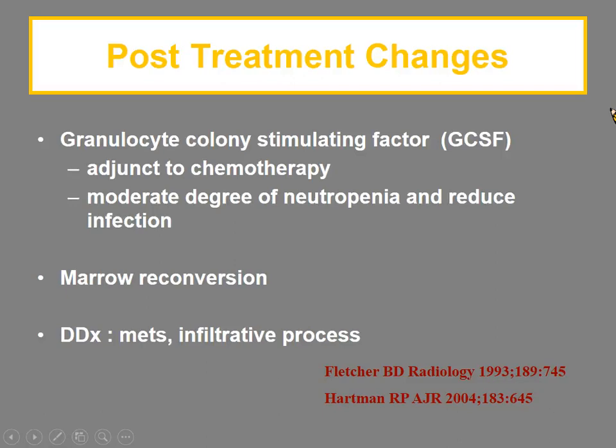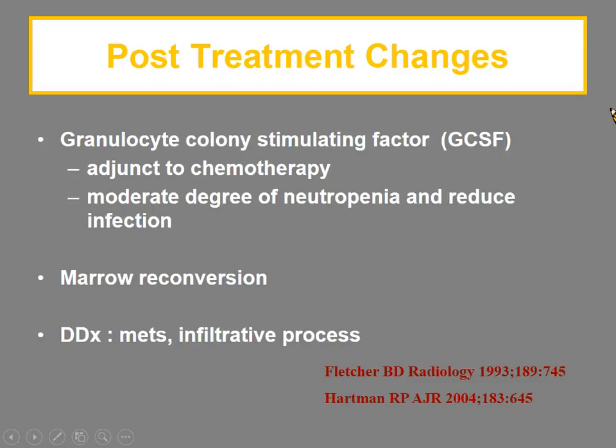Now, post-treatment changes can also pose some diagnostic challenges, and the post-treatment change that I want to talk about is post-GCSF treatment. GCSF, or granulocyte colony stimulating factor, is something that oncologists often give as an adjunct to chemotherapy. And what is the function of GCSF? Well, basically, it stimulates the formation of blood cells, it moderates the degree of neutropenia, and it reduces the chances of infection in patients on chemotherapy.